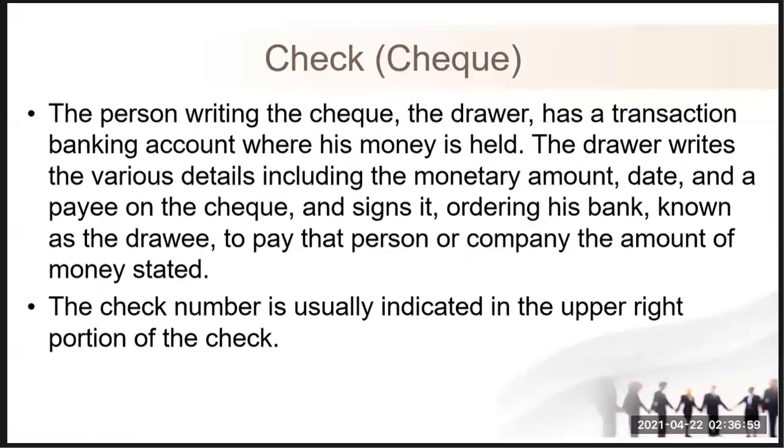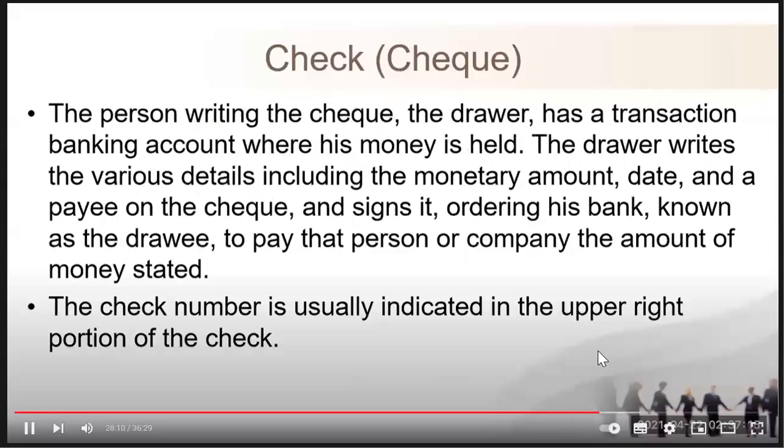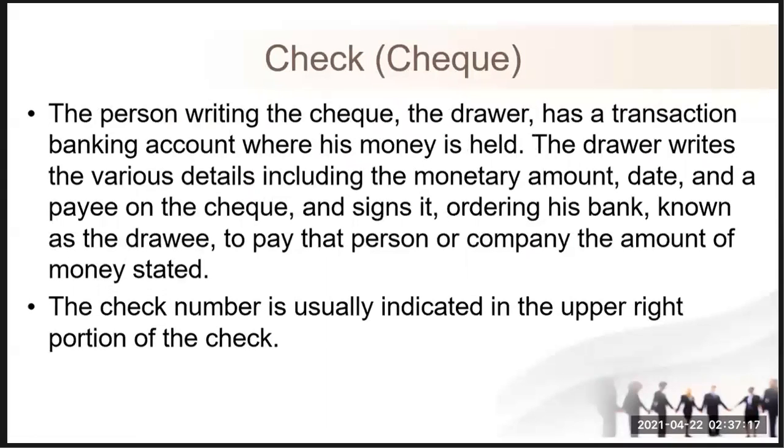The person writing the check, the drawer, has a transaction banking account where his money is held. The drawer writes the various details, including the monetary amount, date, and the payee on the check, and signs it, ordering his bank, known as the drawee, to pay that person or company the amount of money stated.